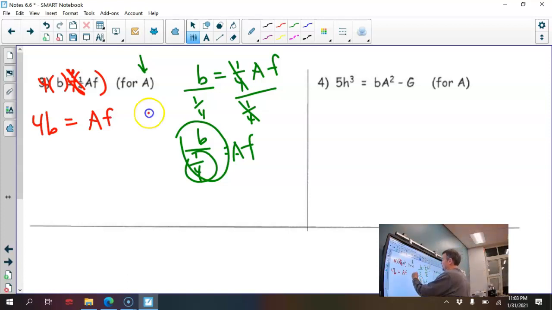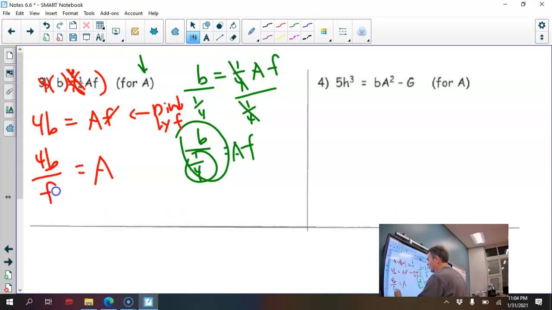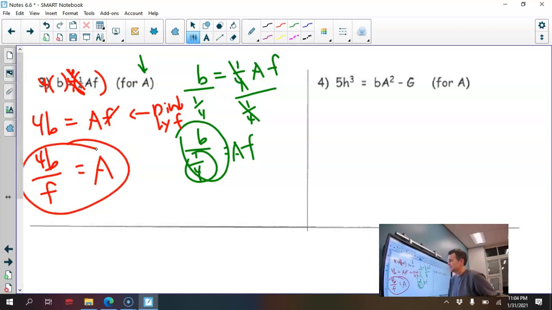And now all I have to do is divide by, what am I dividing? I'm getting A, divide by F. So dividing by F will get rid of the F, and over here I will divide by F, and there's my answer. Again, see how I didn't show my work so much. All right, example 4 has an exponent on it. So the lesson here is, before you can do the exponent, you have to isolate the exponent.